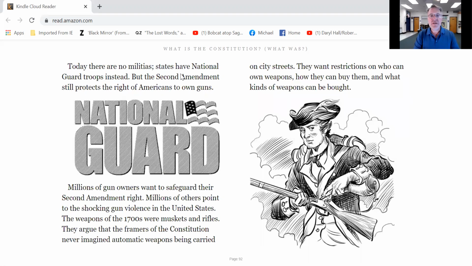Today, there are no militias. States have National Guard troops instead. But the Second Amendment still protects the right of Americans to own guns. Millions of gun owners want to safeguard their Second Amendment right. Millions of others point to the shocking gun violence in the United States. The weapons of the 1700s were muskets and rifles. They argue that the framers of the Constitution never imagined automatic weapons being carried on city streets. They want restrictions on who can own weapons, how they can buy them, and what kinds of weapons can be bought.